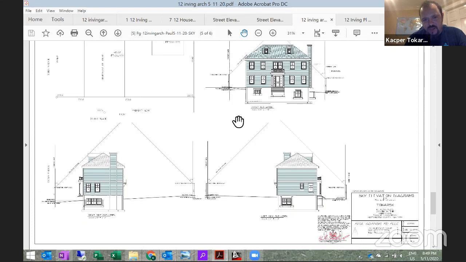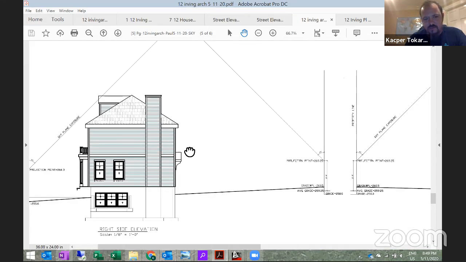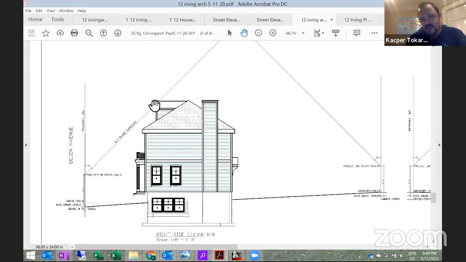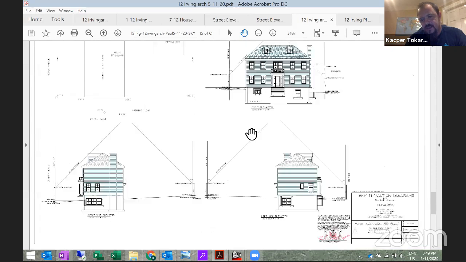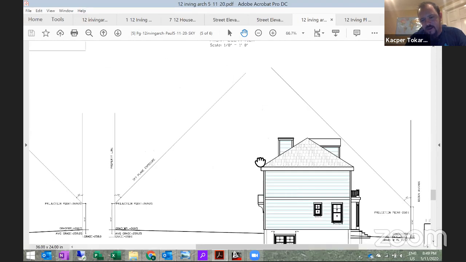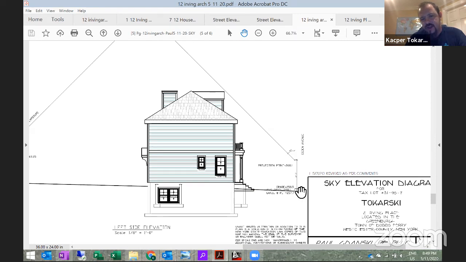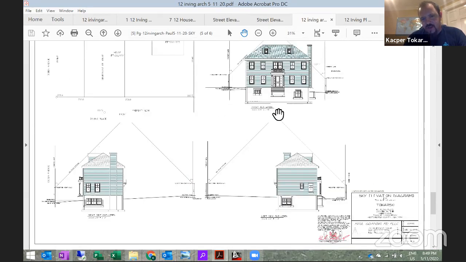I want to present to the board the view from the street from Irving Place. As the board can see, the dormers and the peak of the roof just barely touch the sky exposure plane. And I guess the rear is fine. Then on the neighbor's side, since the grade is a little bit higher, we're basically fully in compliance because it's measured on an average grade at the edge of the building. We're fully in compliance with the sky exposure.